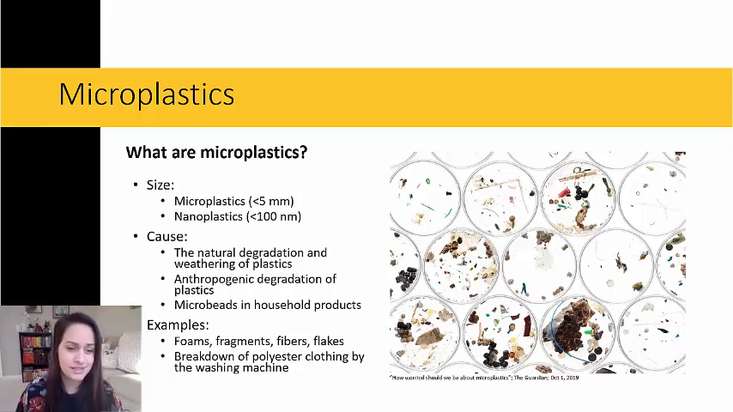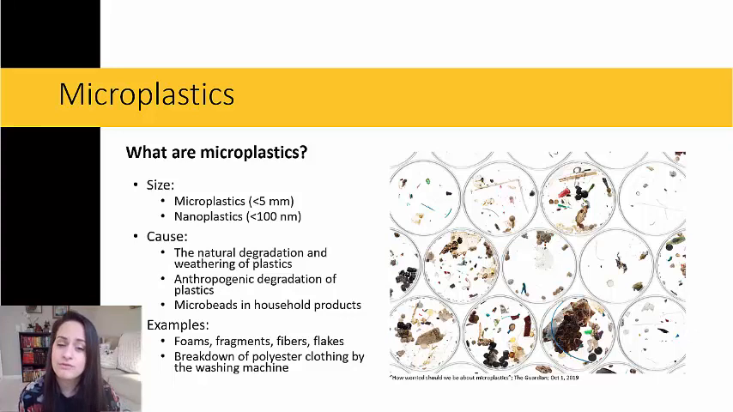Secondary microplastics are from natural degradation or weathering of larger litter and trash in the environment. And we also have anthropogenic degradation of plastic. So this is just general overuse from humans and a natural breakdown due to our use. We also have microbeads. So microbeads are a primary plastic, and these are plastics that are already less than 5 millimeters in size, with the specific goal of using them for cleaning or something similar.